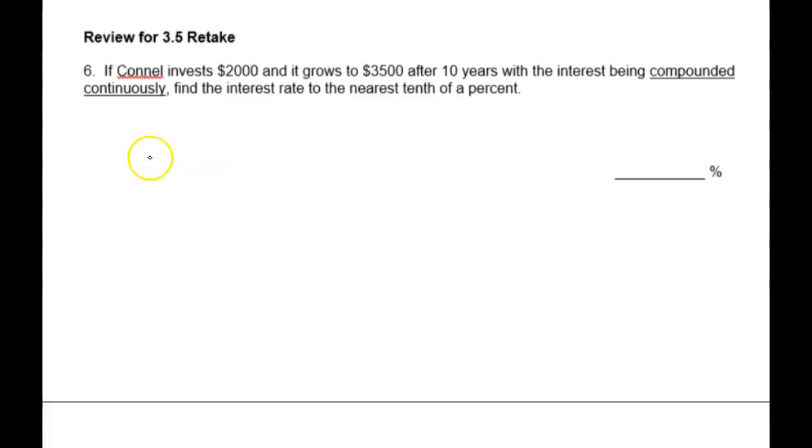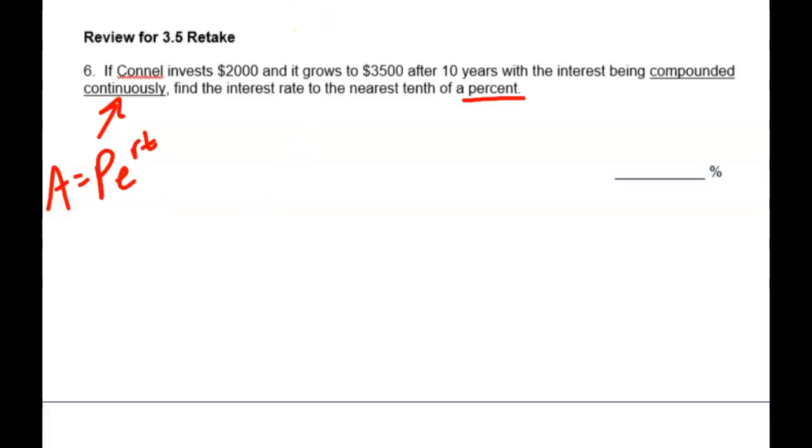All right, we have not done a lot of these where it's asking you to find the rate. But it's the same as the last quiz with the X in the different spots, okay? If Connell invests $2,000 and it grows to $3,500 after 10 years with an interest being compounded continuously, which means we're using this guy. Whoops. The RT are up there, sorry.